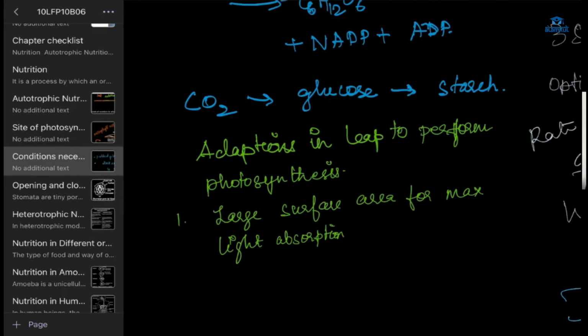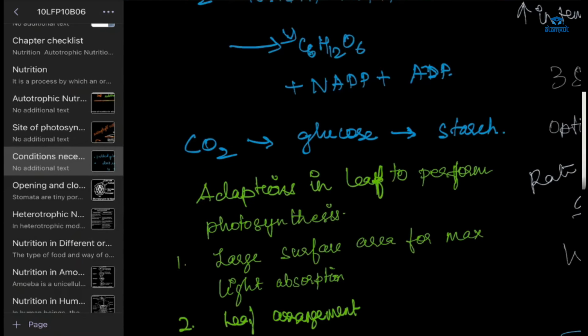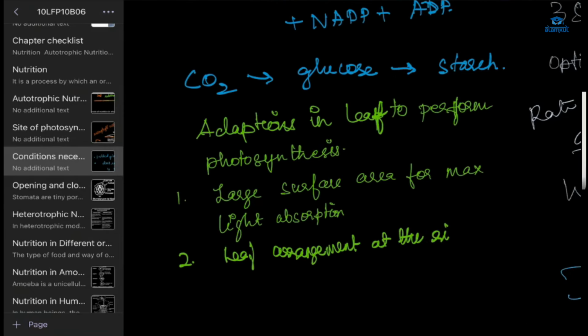Also, accordingly, there will be leaf arrangement. How will the leaf be arranged? There is an adaptation of leaves, right? The leaf is arranged at a right angle to the light source. Why? To obtain maximum light.